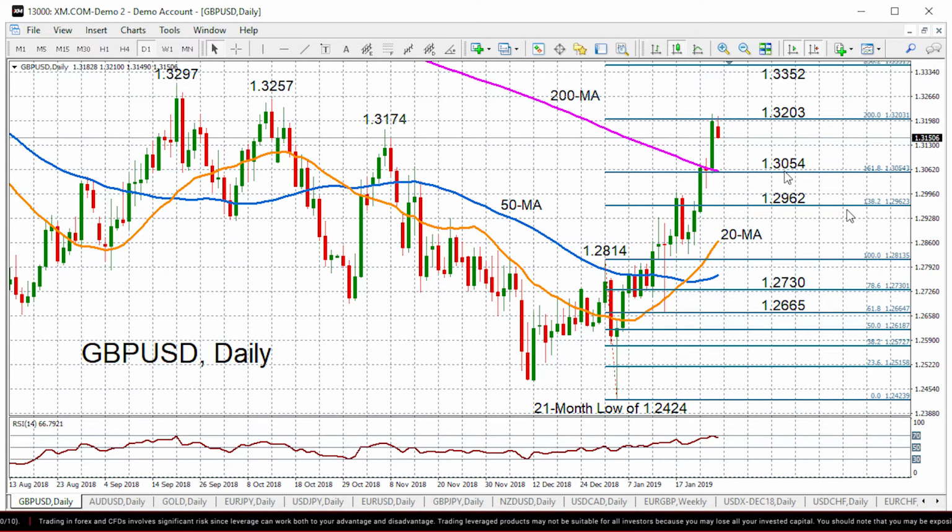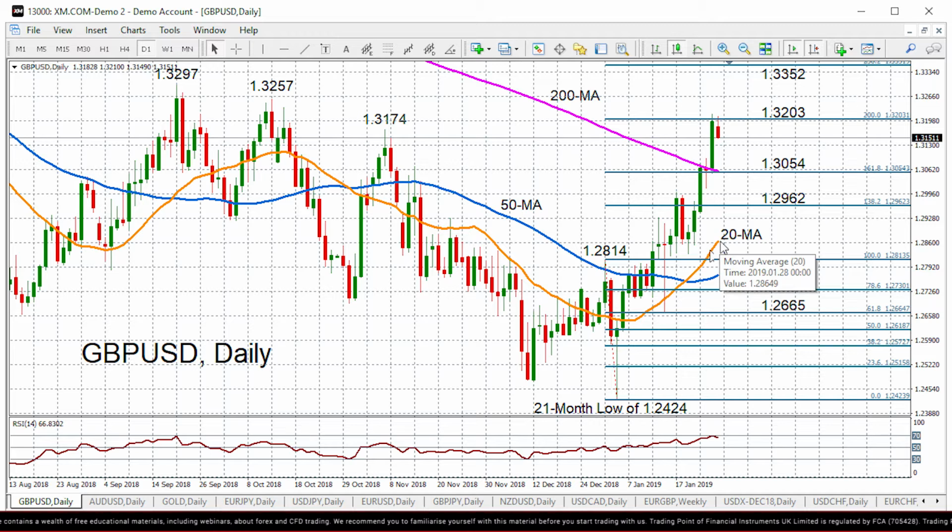To the downside, we're likely to see support coming at 1.3054, that's the 161.8% Fibonacci extension. Below that, we've got the 1.2962 level, that's the 138.2% Fibonacci extension. And then a drop below that, we could see the downside slowing down at just above the 1.28 level.